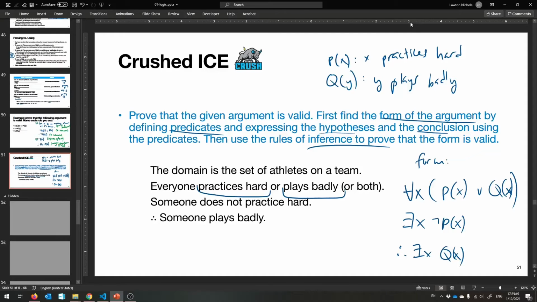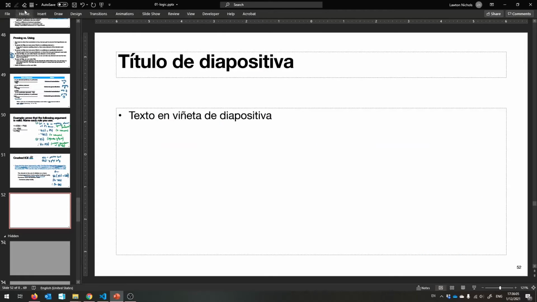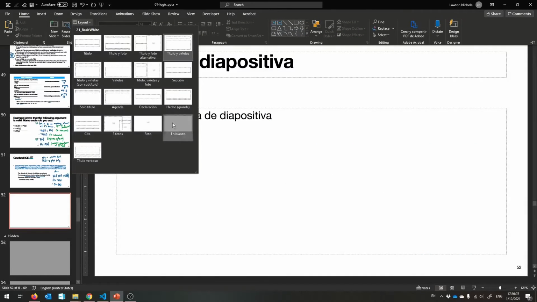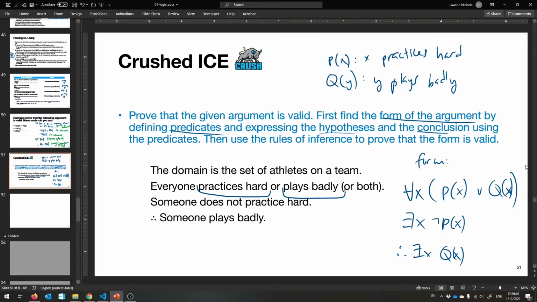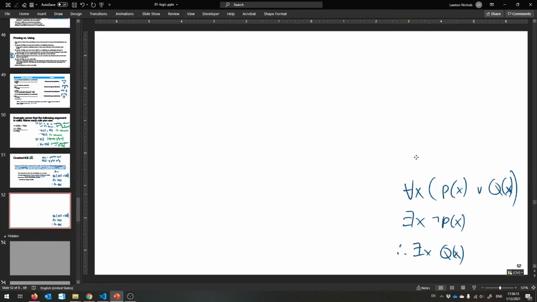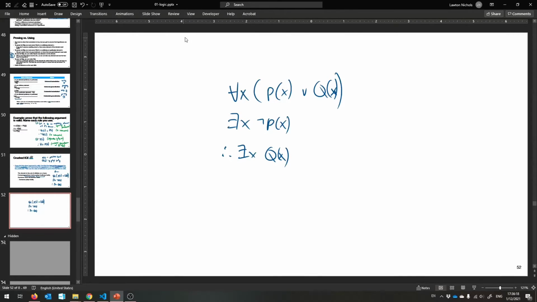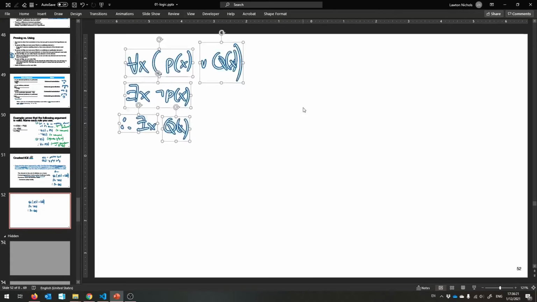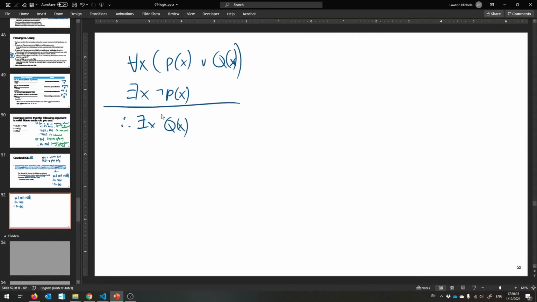Let's use our rules of inference to prove that this form is a valid argument. All right. So it's valid. That means if these things are true, then this is always true. Doesn't matter what the predicates even meant at the end of the day. So again, let's make a nice blank slide and bring over the form. There we go. So here's what we have. Our hypotheses, our conclusion. Now we have to use our rules to come up with this.